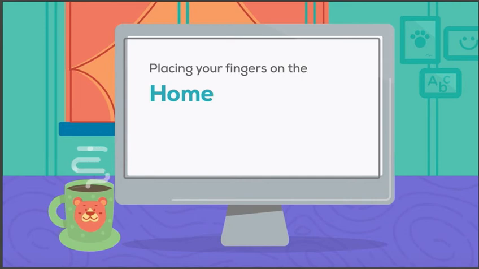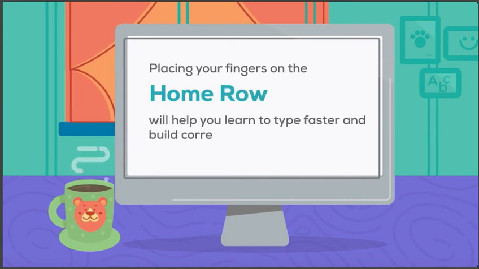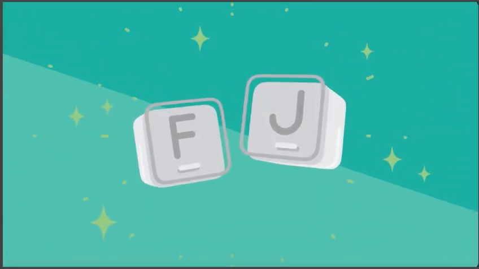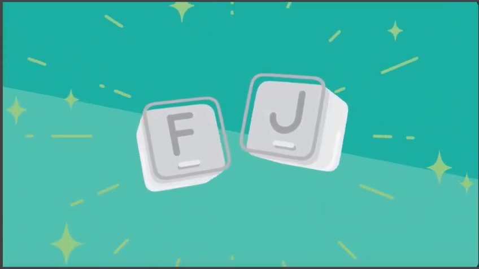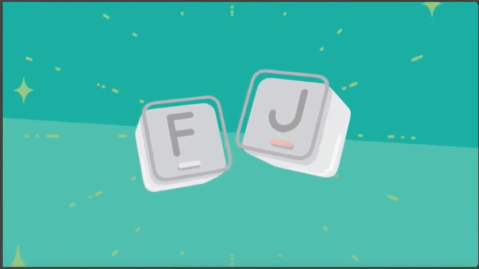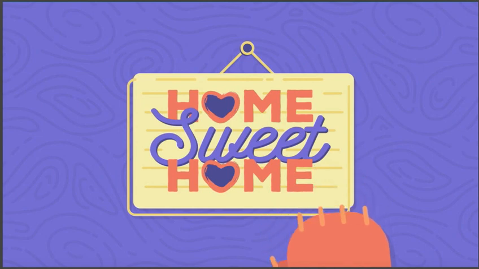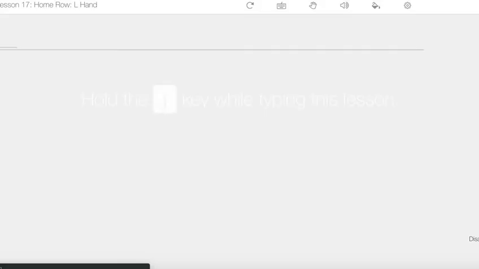Placing your fingers on the home row will help you learn to type faster, and build the correct muscle memory. Now, try doing it with your eyes closed. Anytime you find your fingers traveling around the keyboard while you type, remember to feel for those bumps on F and J, and bring your fingers back to home sweet home. That's it. Enjoy.